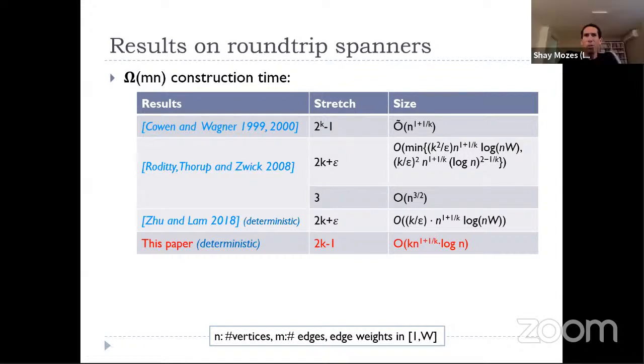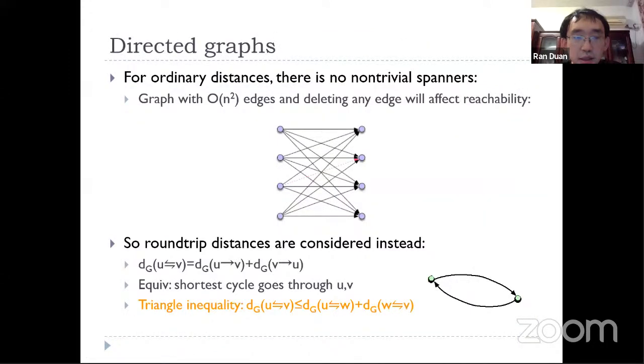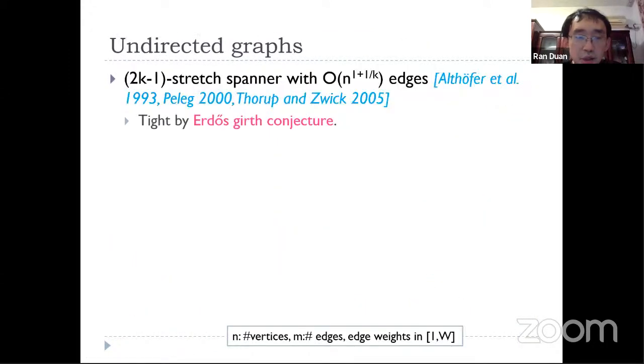Are there any lower bounds for round-trip spanners? Yes, I think that means that the lower bound for this is better. Yeah, sure. That's a conjecture.